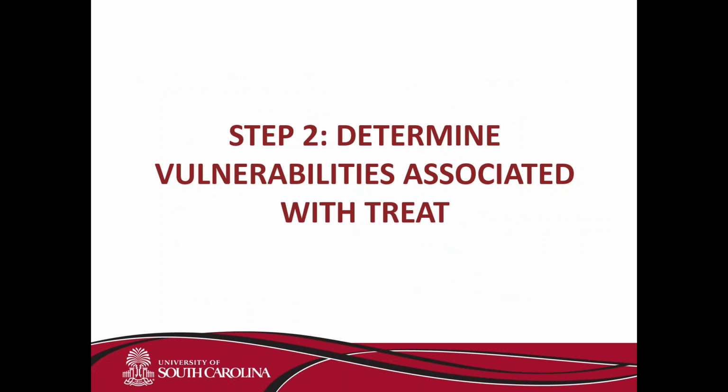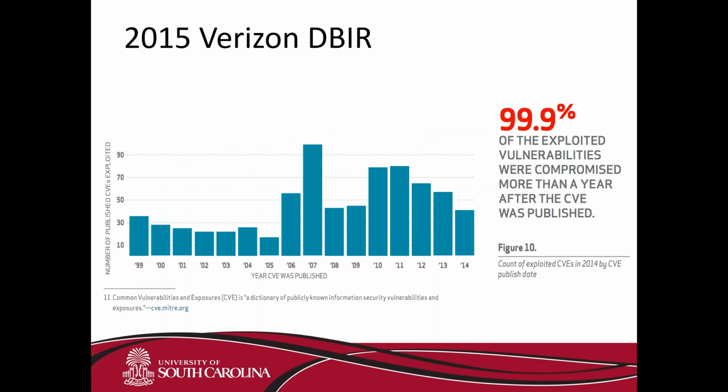Okay, so we've figured out what our biggest threats are. So then we begin to start looking at what the vulnerabilities are that are associated with those threats. Here's an interesting chart from the 2015 Data Breach Investigations Report. When they did an analysis and looked at all of the compromises or breaches in this data set, 99% of the vulnerabilities that were exploited had patches that had been available for over a year. So that means organizations had a year's time in most cases to download the patches, test them, and roll them out in a methodical way.